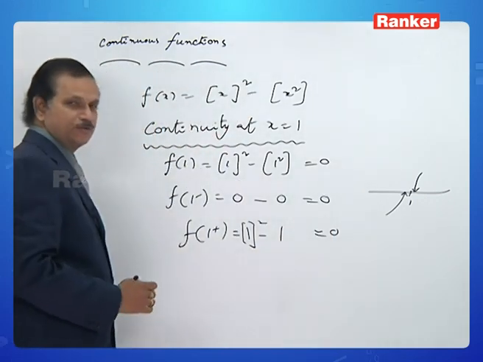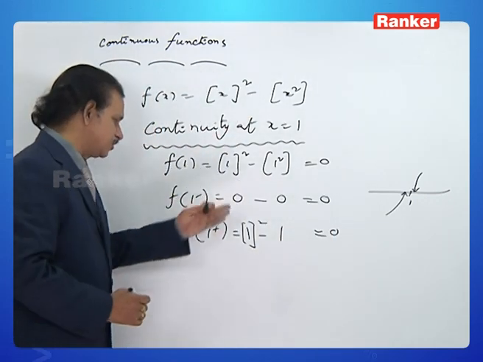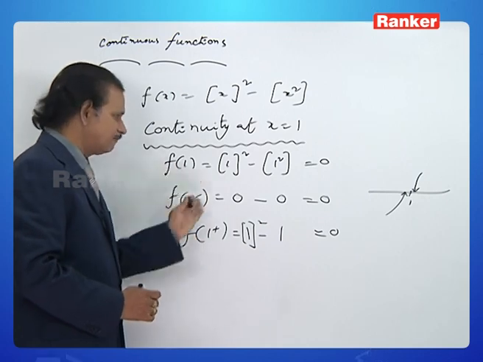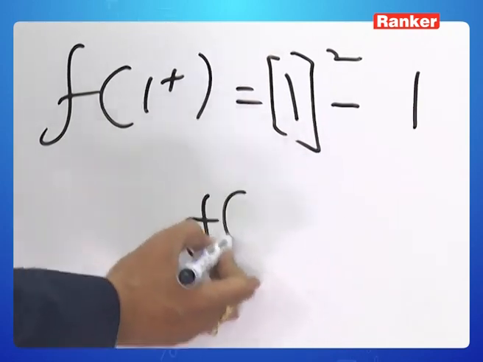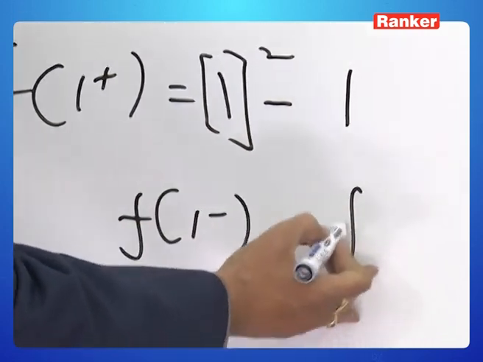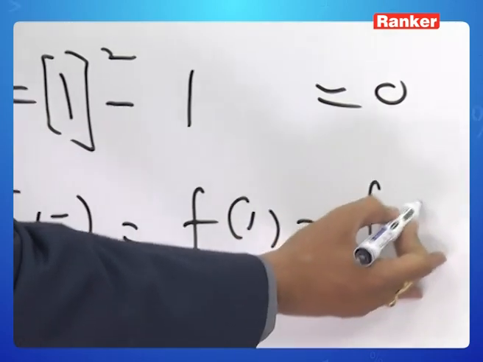Therefore, what did you notice here? f of 1 from left is 0. f of 1 from right is 0. f of 1 is 0. What can you say? Therefore, f of 1 from left is equal to f of 1 is equal to f of 1 from right.